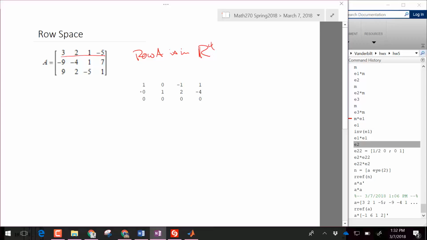After we do the row reducing, we see that we got a row full of zeros, and then we have these two rows. These vectors make up the span of the row space.